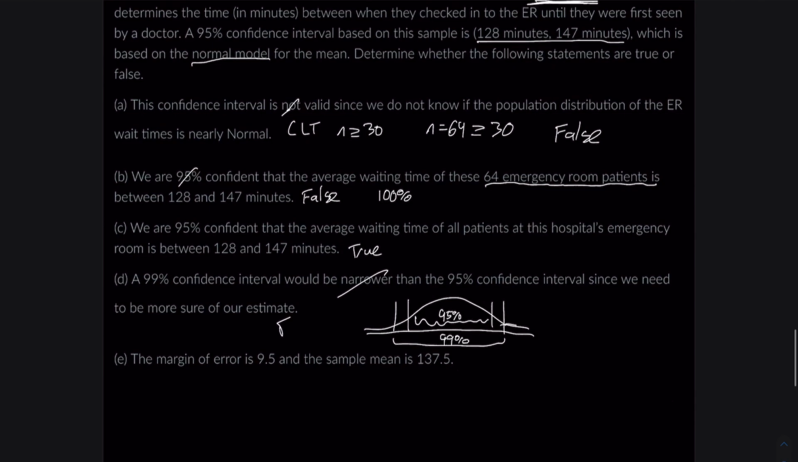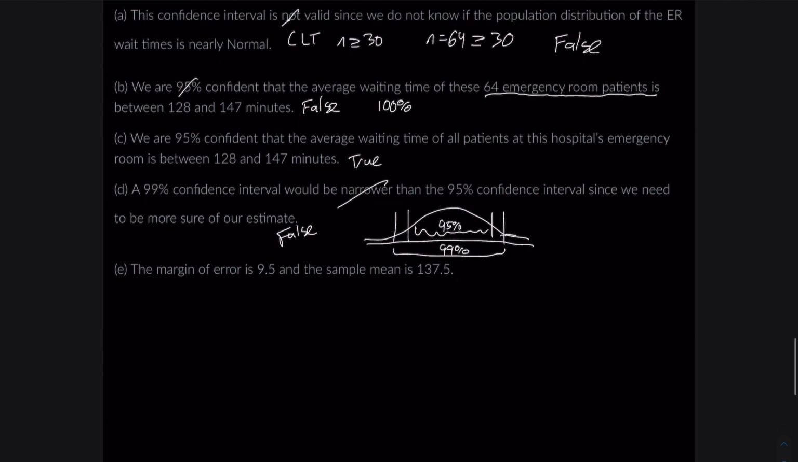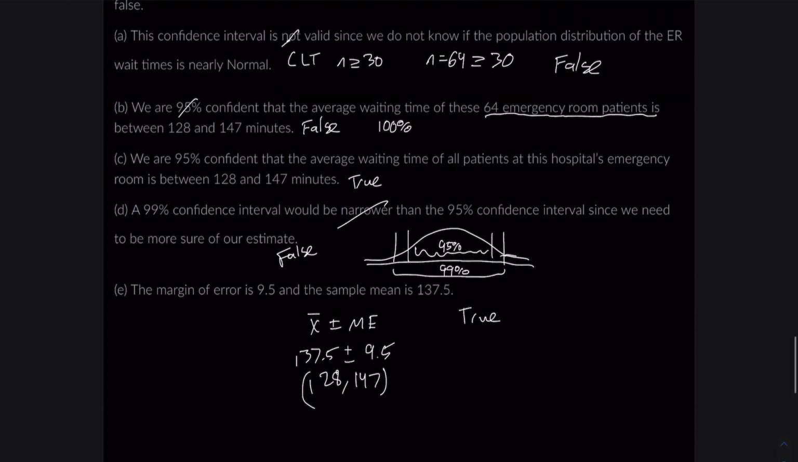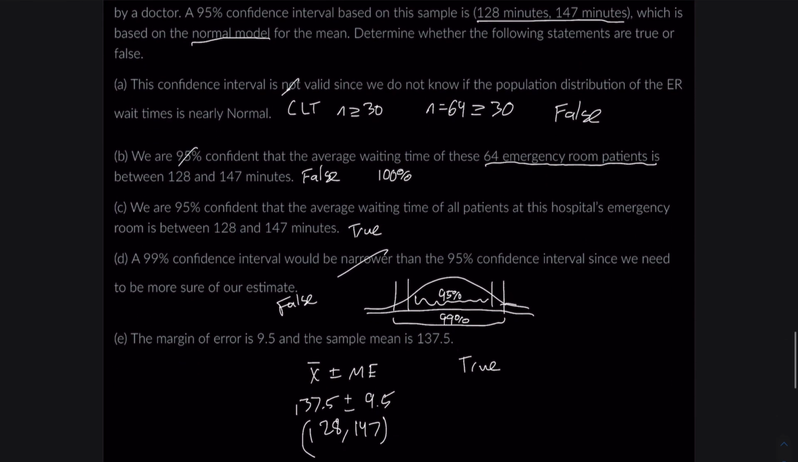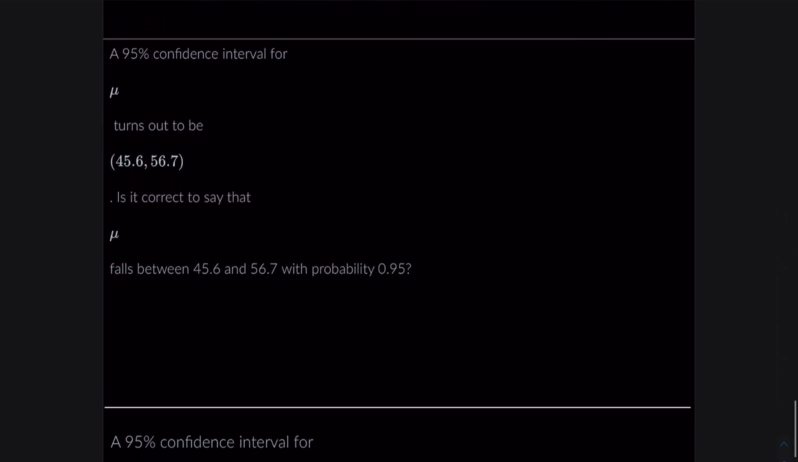So this is false. And then E just says the margin of error is 9.5 and the sample mean is 137.5. And you can test that out because remember our formula for a confidence interval would be X bar plus or minus the margin of error. So if we did 137.5 plus or minus 9.5, that gives us 128 and 147. So yes, that's true, because that's what our confidence interval was up here, right? So 128 to 147. Easy. True.